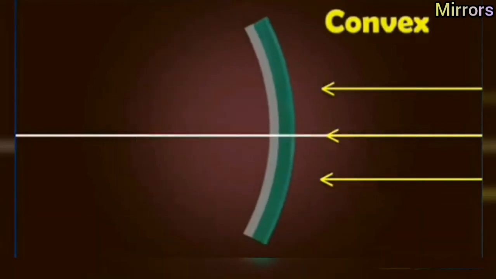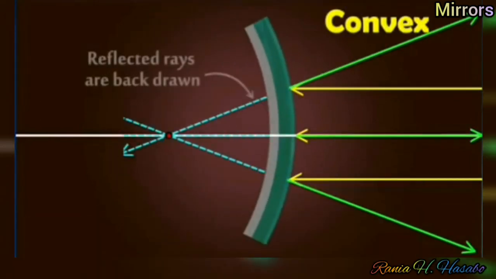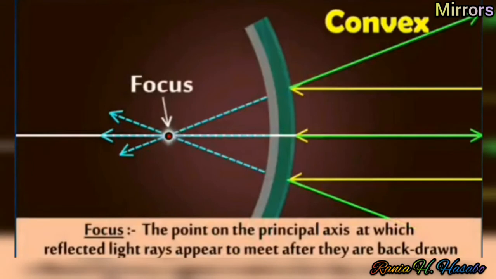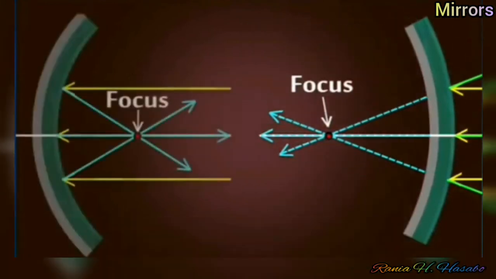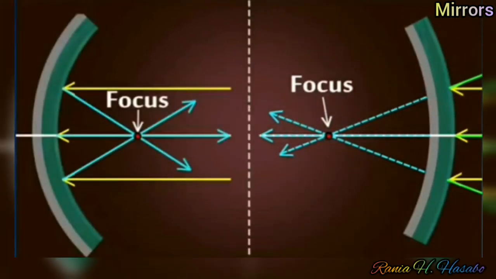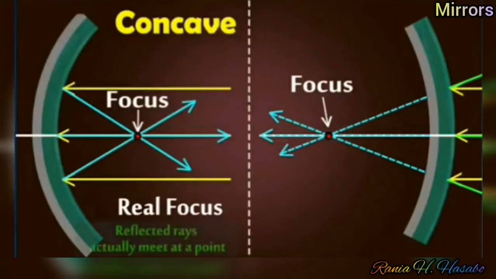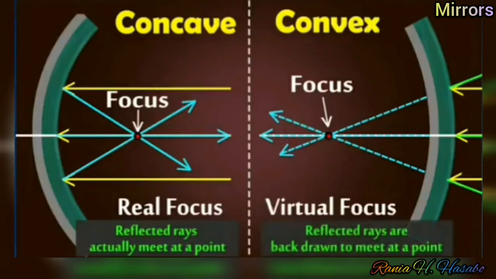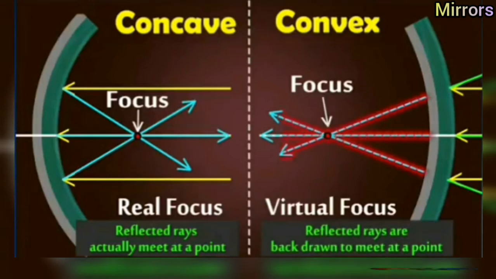In the case of a convex mirror, which diverges light, the rays of light will appear to diverge from a point. This point is the focus of the convex mirror. It is the point of collection of the extensions of the reflected light rays which fall parallel to the principal axis. So, we can say that the concave mirror has a real focus while the convex mirror has a virtual focus, as the rays are extended backward to meet at a focus.